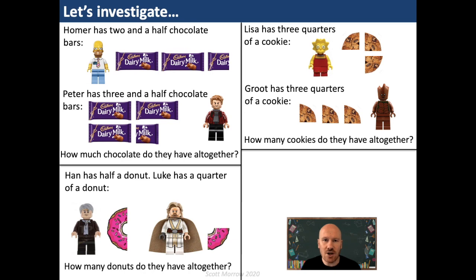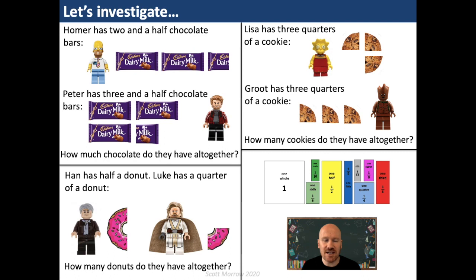So use fraction cards if you've got them to solve these problems, and draw bars and pictures to help you explain your thinking. Pause the video for 8 to 10 minutes, have a go at those, and then share your thoughts with the rest of the class.